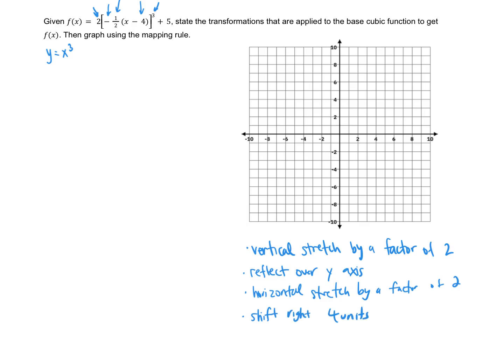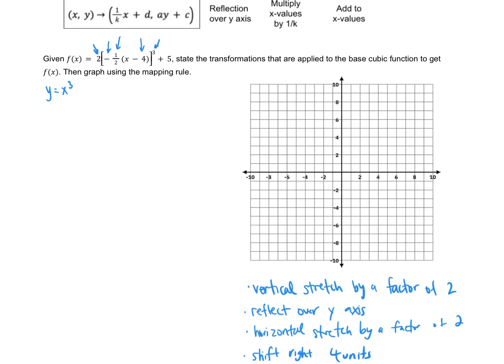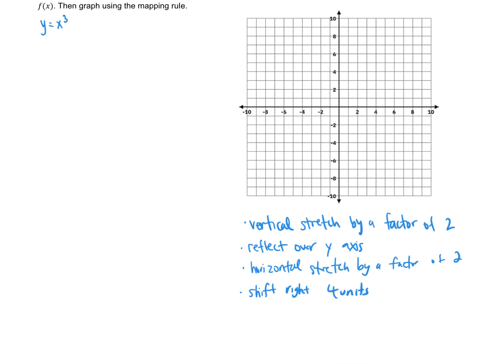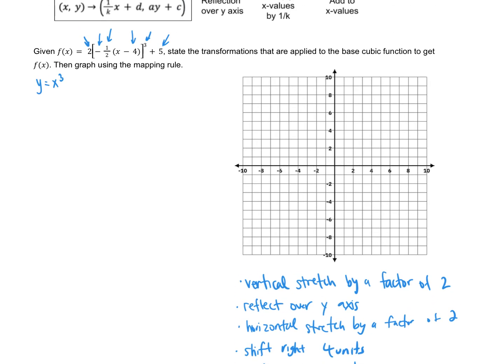And then the plus 5 at the end, right here, is a shift up by 5 units. And now that we know our transformations, we can get onto our mapping rule. Now I'll just write the mapping rule first and then I'll do my table of values just because I have the transformations fresh in my head. So I'll have a table of values here for my base or parent function. So I'll do that there.